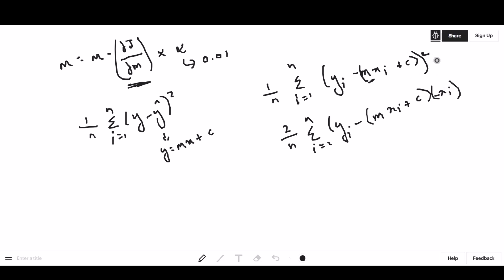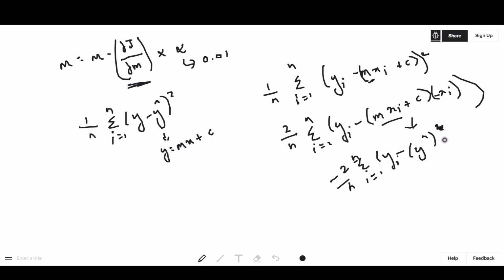I have brought the power to the front and reduced it by 1, and I am differentiating this where m becomes 1, and I am multiplying it with the remaining xi. So this particular equation will become minus 2 by n sigma i equal to 1 to n of yi minus yi cap. So this is the predicted value. So this becomes y cap the whole square. This minus will be brought to the front.